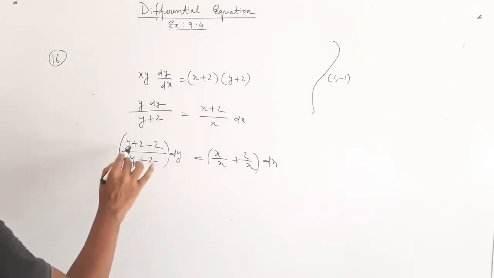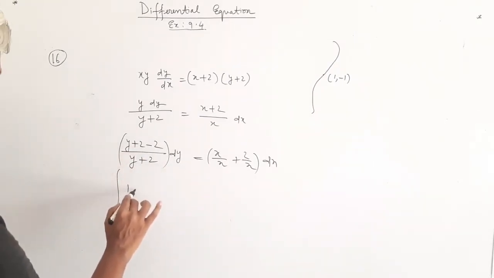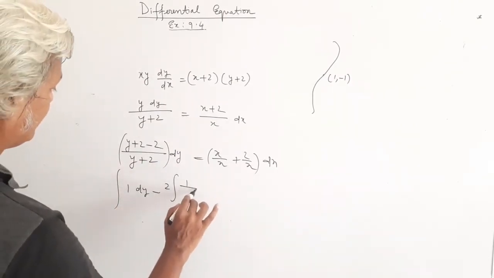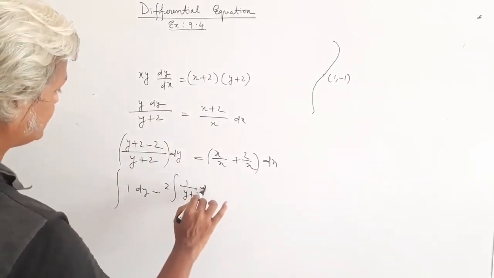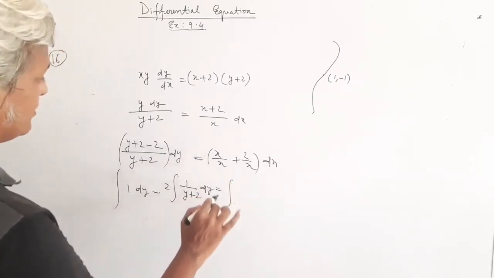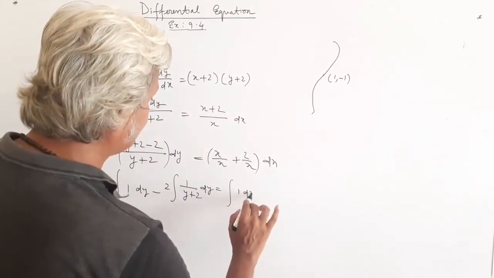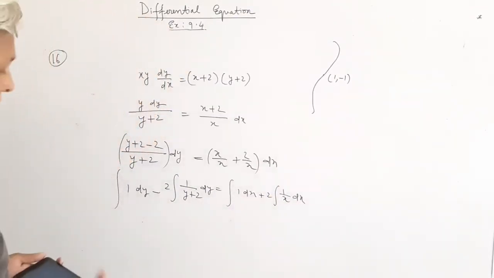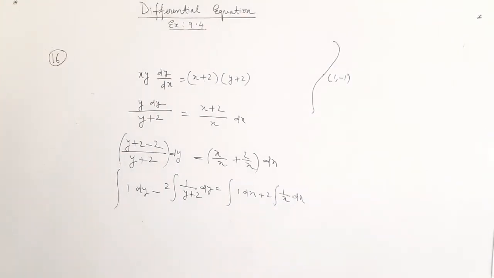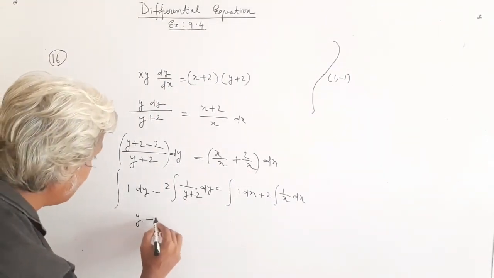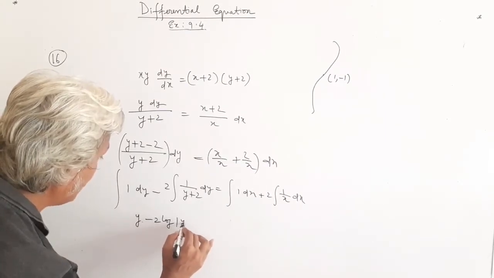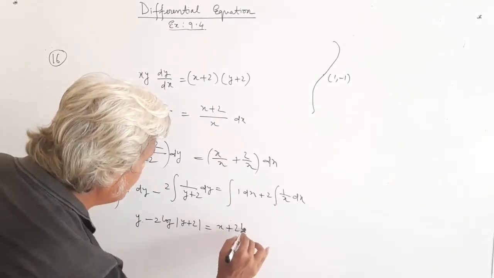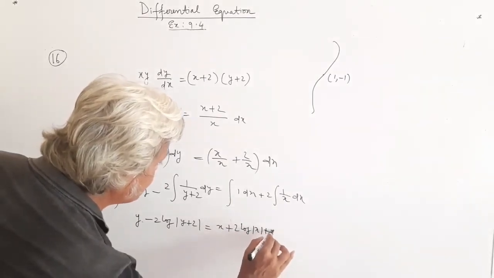Now if I integrate, then (y+2)/(y+2) becomes 1 dy minus 2 outside, 1 over y plus 2 dy. On the other side, x over x is 1 dx plus 2 outside, this is 1 over x dx. Now if I integrate, then I find y minus 2 log mod (y plus 2) equals x plus 2 log mod x plus c.